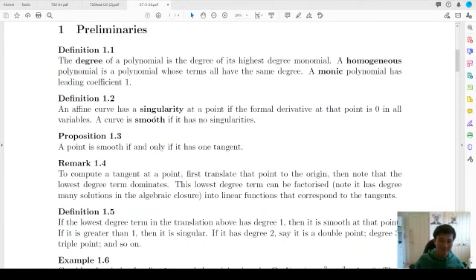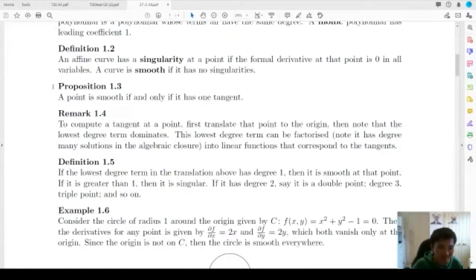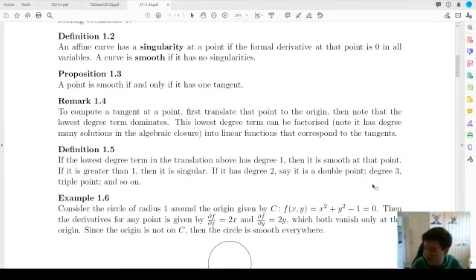So the first thing I'm going to properly define is what a singularity is. I'm going to use the definition that an affine curve has a singularity at a particular point if the formal derivative at that point is 0 in all variables. And smooth means it has no singularities. Smooth also has about 10 different other definitions, so beware if you go on Wikipedia. So the first interesting proposition: a point is smooth if and only if it has one tangent. And this remark I will do on the whiteboard now.